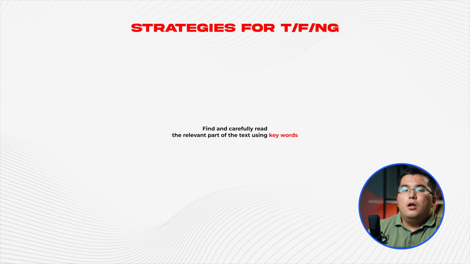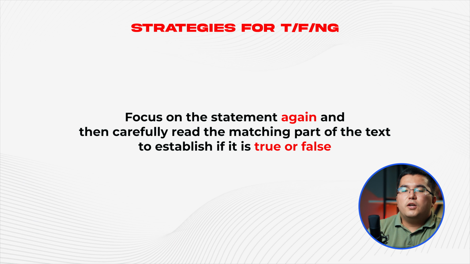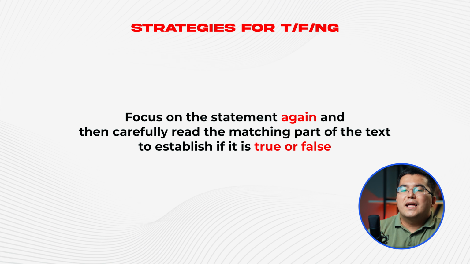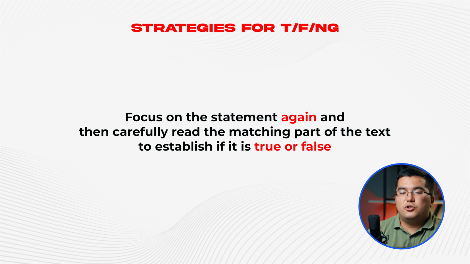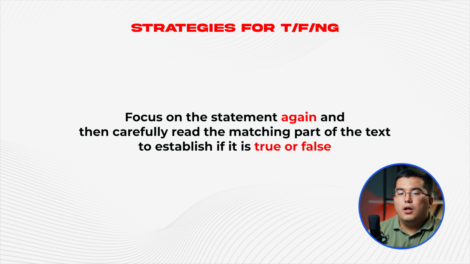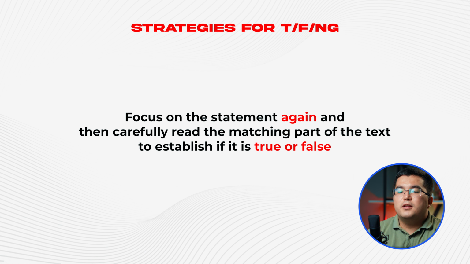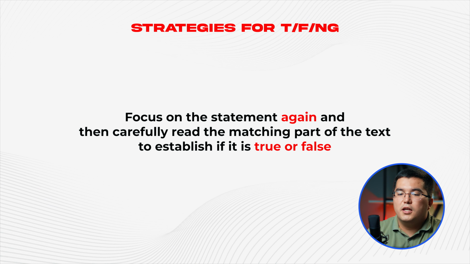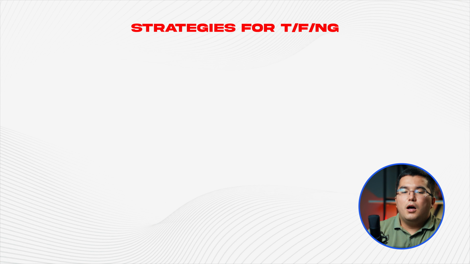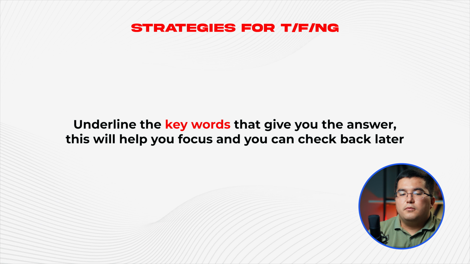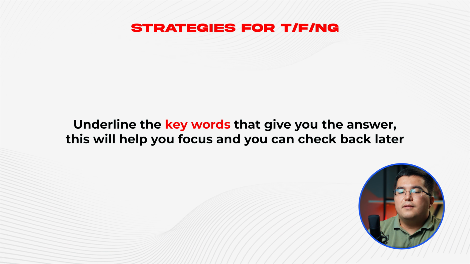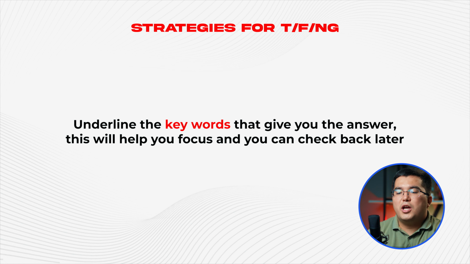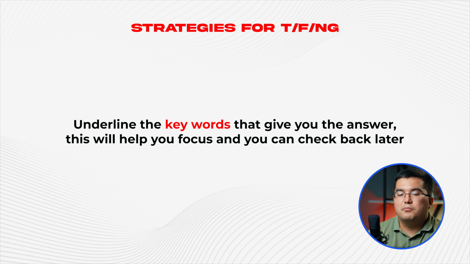Let's move on. Focus on the statement again and then carefully read the relevant part of the text to establish if it's true or false. Remember, the meaning should exactly match the statement if it is true. The meaning should be opposing if it is false, or the meaning should contain a mistake according to the text if it is false. Underline the keywords that give you the answer. So I always underline the keyword in the text so that when I come back to it later, I can check the answer one more time.